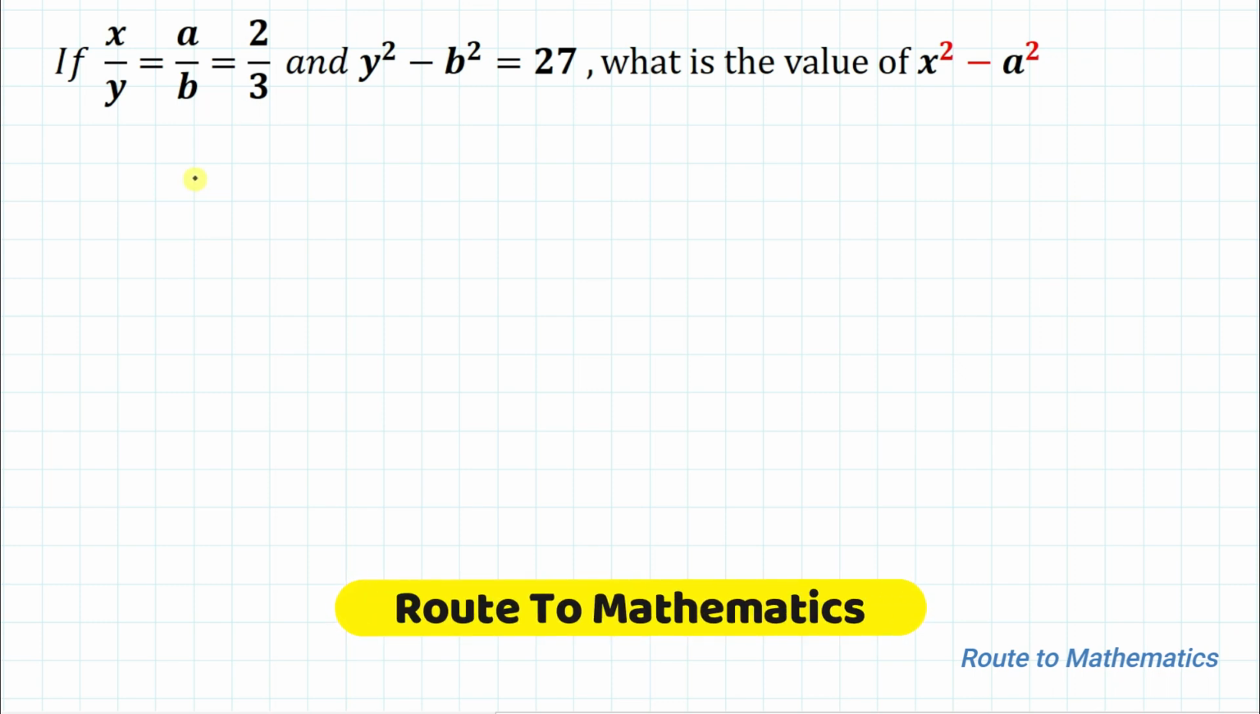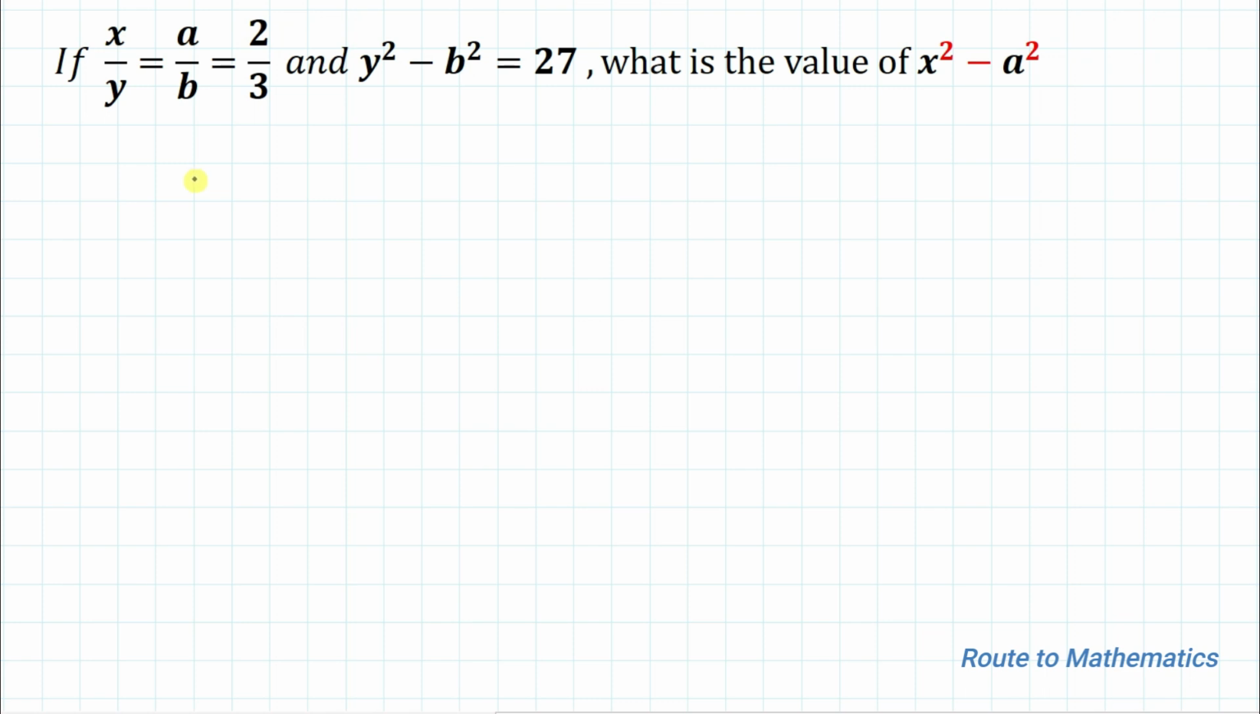In this video, we are going to solve this interesting question. So here we have given if x by y equals a by b equals 2 by 3 and y square minus b square equals 27, then what is the value of x square minus a square? So here we have given a ratio and also given an equation, and we are asked to find the value of this expression x square minus a square.